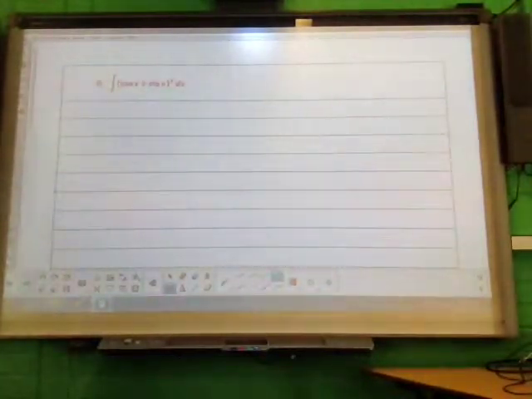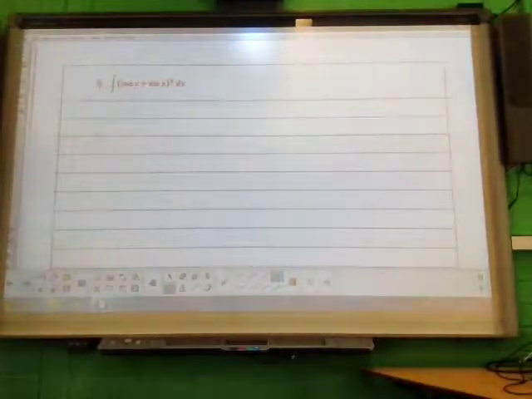Last one. Integral of cos of x plus sine of x all squared. What are you going to do first? Cos squared x plus sine squared x equals. Like, can you do that? What are you doing? Bring the squared in. Yes, but what are you missing before you do that? I can't do that.